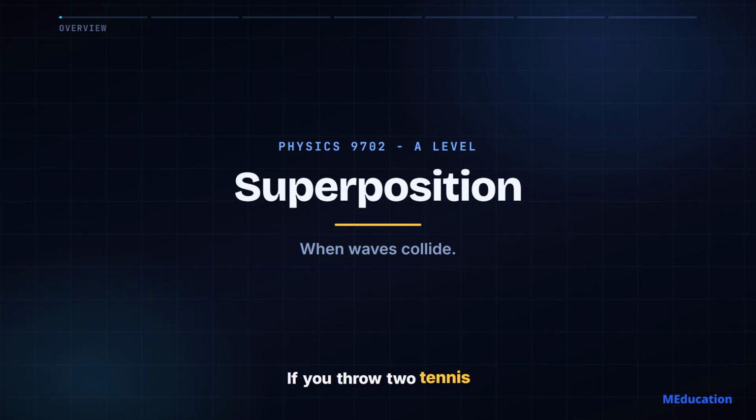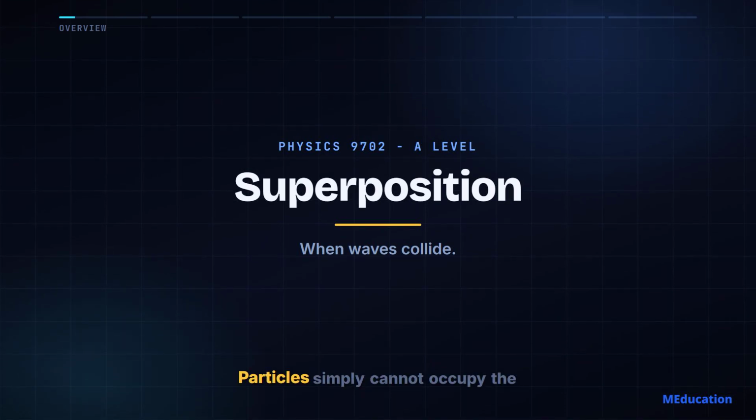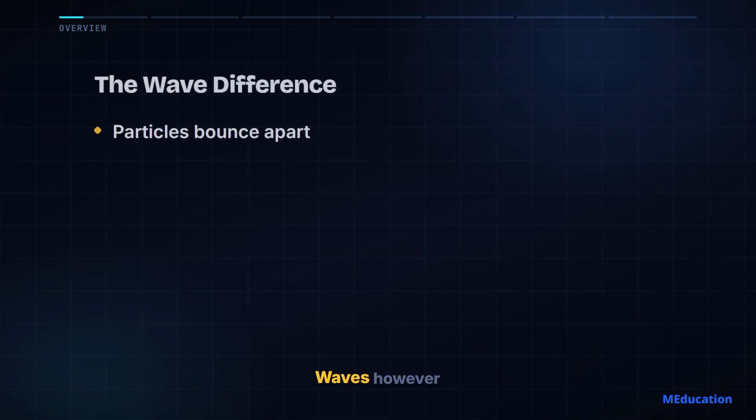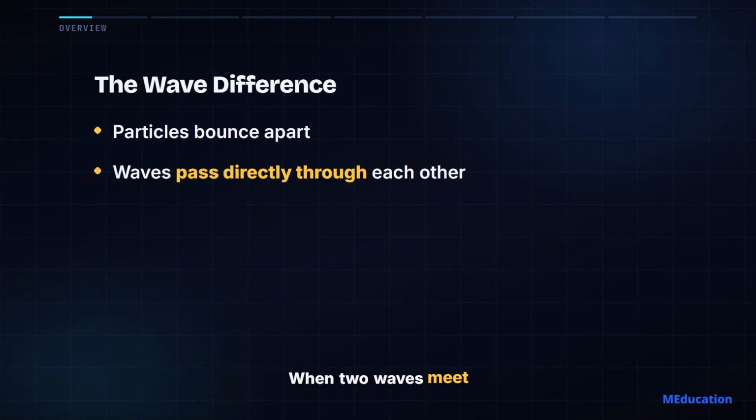If you throw two tennis balls so that their paths cross, they either miss each other or collide and bounce apart. Particles simply cannot occupy the same space at the same time. Waves, however, behave entirely differently. When two waves meet, they pass directly through one another.